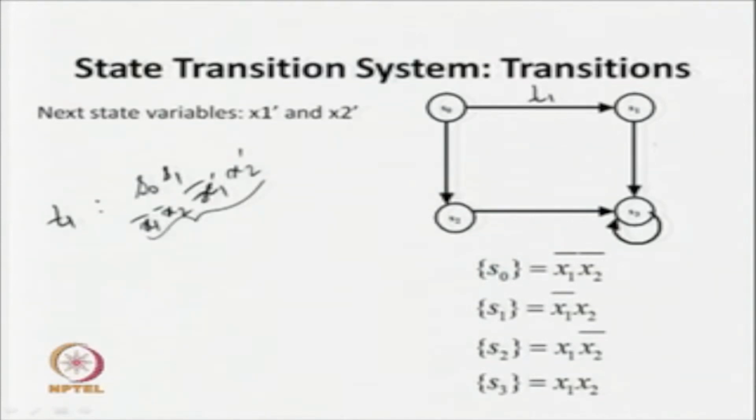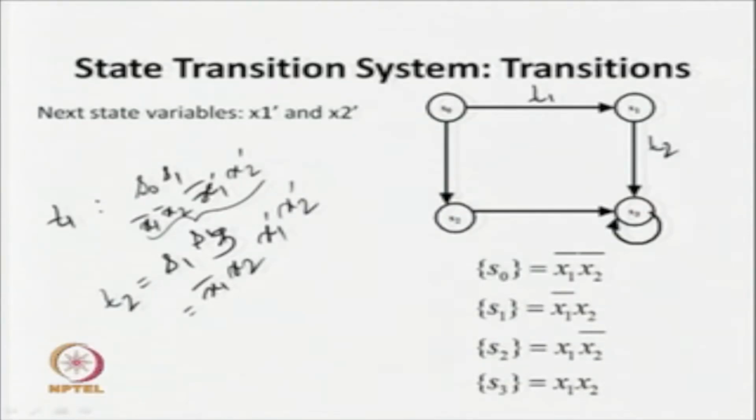This is transition T2. Transition T2 is going from S1 to S3. What is S1? This is x1 bar, x2. S3 is represented by x1 and x2. That means the next state will be represented by the prime versions, x1 prime and x2 prime. Like that I can have transitions T3, T4 and T5.